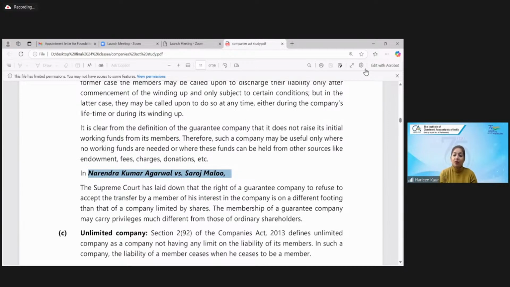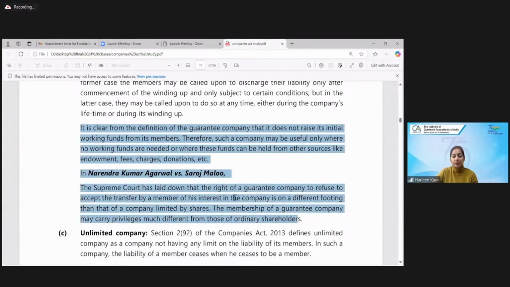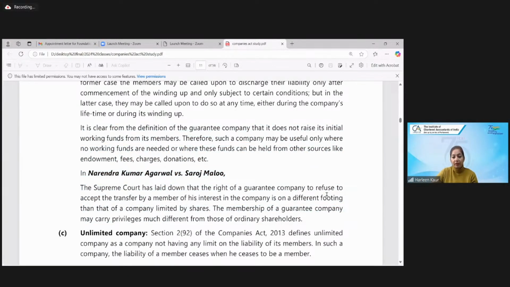So it is required to have a reading to this. Now all these two paragraphs are related to this respective case law, Narendra Kumar Agarwal versus Saroj Malu. It says it is clear from the definition of guarantee company that it does not raise its initial working fund from the members. No working funds are needed and they come from the endowment fees, charges, donations.